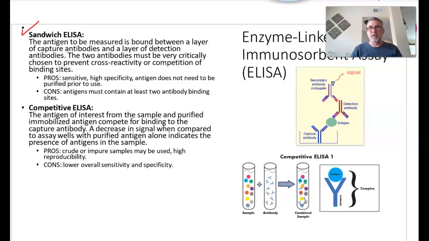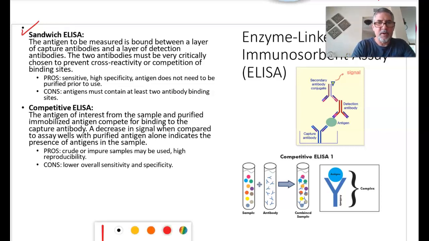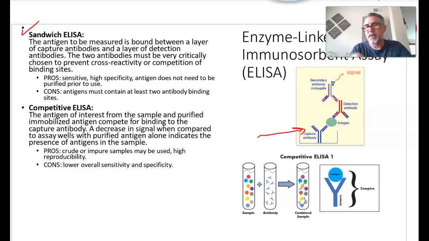All right, so let's look at what it has, the things that make it different. If you look at it over here, I have a capture antibody. So now my antigen is not attaching to the plate. My antigen is only attaching to a capture antibody.